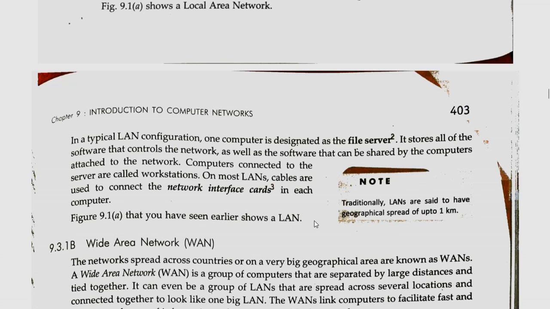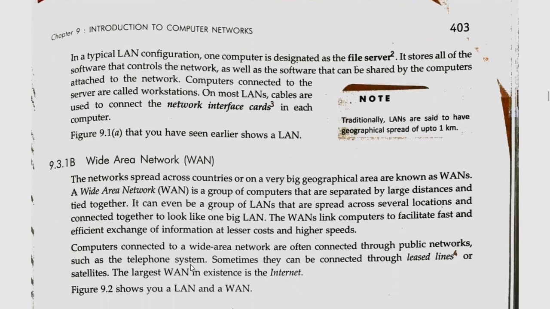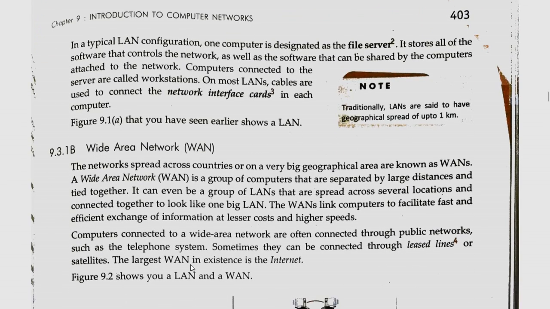Now the next thing is the wide area network. What is a wide area network? A network spread across countries or over a very big geographical area is known as a WAN. Basically, it is a larger area covering network. As compared to a LAN, the WAN will cover a greater extent of area. A WAN is a group of computers that are separated by large distances and tied together.